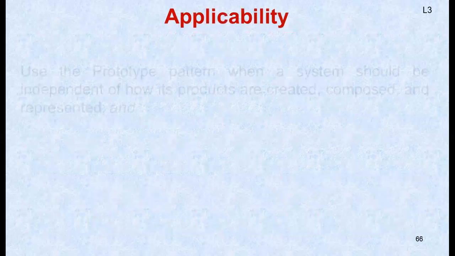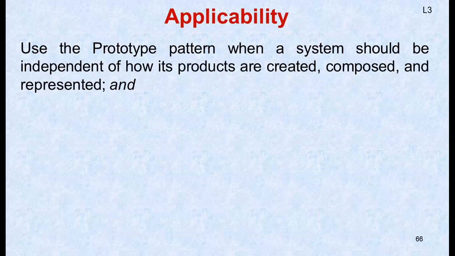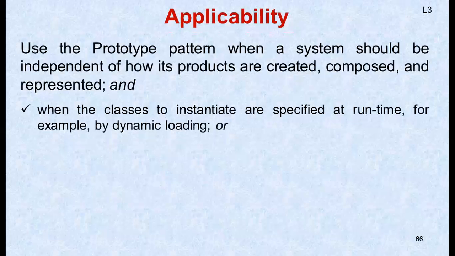Now coming to the applicability, use the prototype pattern when a system should be independent of how its products are created, composed, and represented. And when the classes to instantiate are specified at runtime, for example, by dynamic loading. Or we use the prototype pattern to avoid building a class hierarchy of factories that parallels the class hierarchy of the products. Or we use the prototype pattern when instances of a class can have one of only a few different combinations of state.